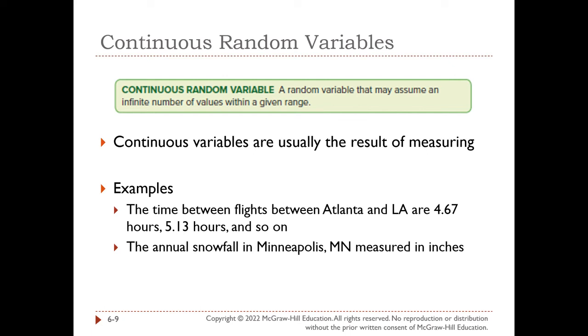Yay! So examples are like the time between flights between Atlanta and LA: 4.67 hours, 5.13 hours, and so on. The annual snowfall in Minneapolis, Minnesota, measured in inches. Again, more measurements, continuous.